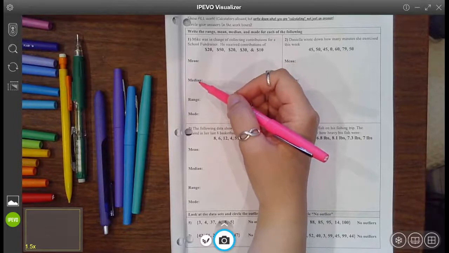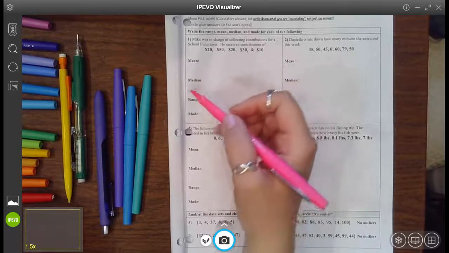Median, think of when you're driving in a car, the center of the road is the median. So median is the center. To find the center of the data set, you have to first put them in order from least to greatest, and then cross off till you find that middle number. Now, if there's two numbers in the middle, then you'll find the average of those two middle numbers. So add them together, divide by 2.